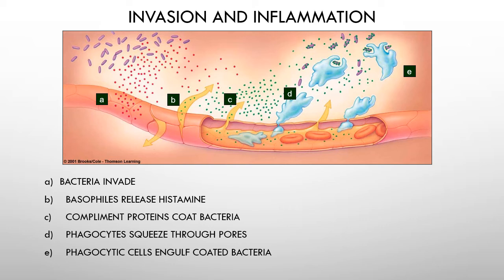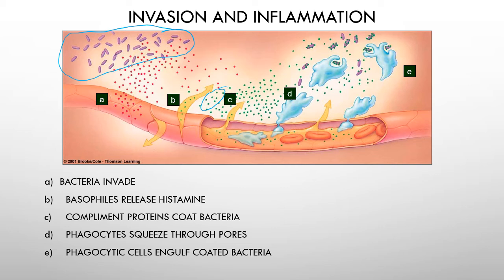So when we have this process, part of that innate process, we have our bacteria coming into the area. That bacteria is starting to invade the tissue itself. All these little purple guys here are our bacterial invasion. From there, part of our white blood cells, our basophils, can start to release histamine. And so we get some histamine release into the area.